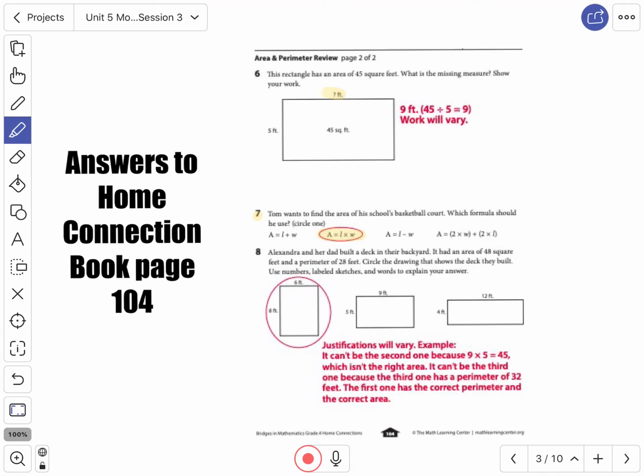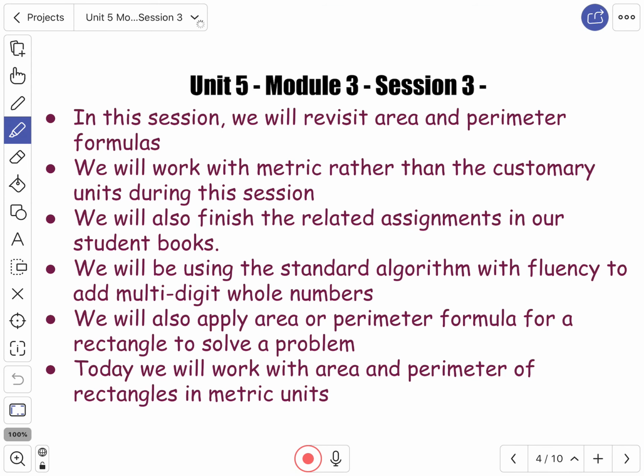And number 8, Alexandra and her dad built a deck in the backyard. It had an area of 48 square feet and a perimeter of 28 feet. Circle the drawing that shows the deck they built. Well, you should have this one circled because it can't be the second one because 9 times 5 is 45. So that wouldn't be 48. Okay? And it can't be the third one because the perimeter of 32 is 32 feet. So the first one has the correct perimeter and the correct area.